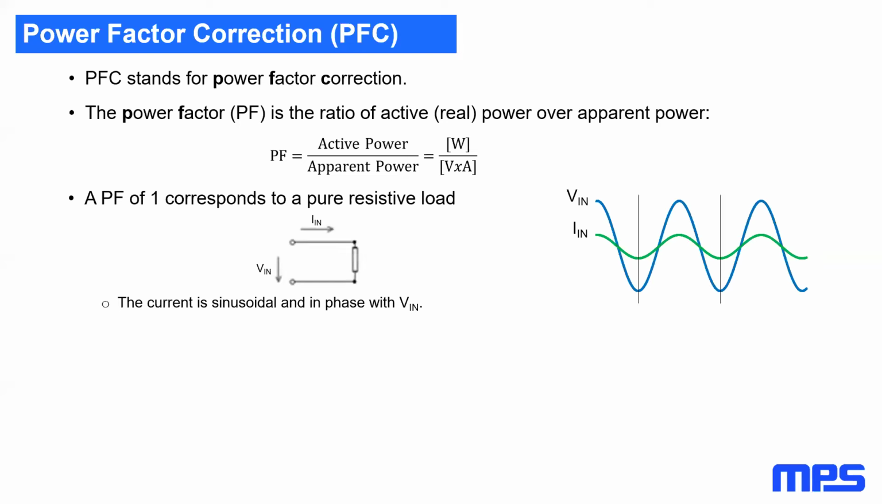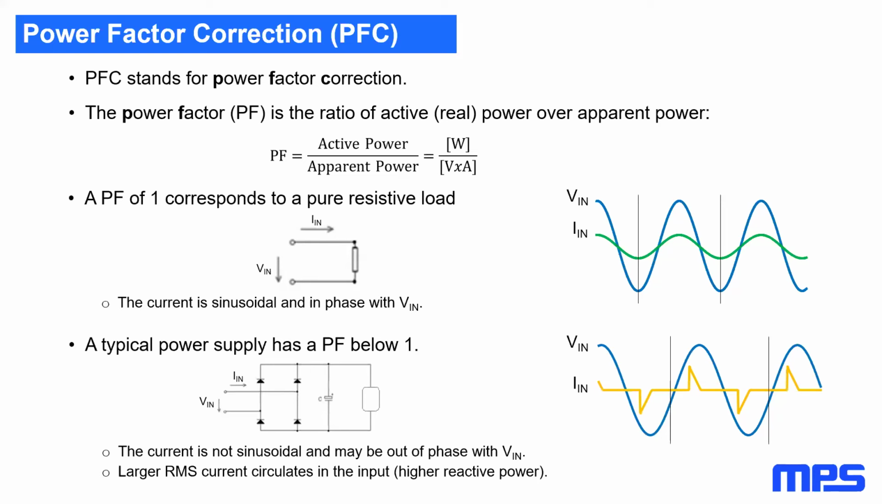And if we take the example of a pure resistive load, it has a power factor of 1, which translates into the fact that the input current is in phase with the input voltage and with a sinusoidal shape. We assume, of course, in all this that the input voltage is the grid voltage, so a sinusoidal input grid voltage, and if the current follows the voltage in shape and in phase, then the power factor is 1.